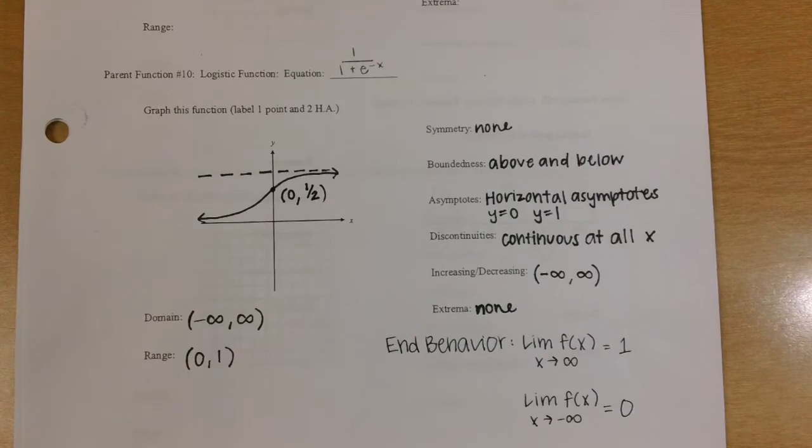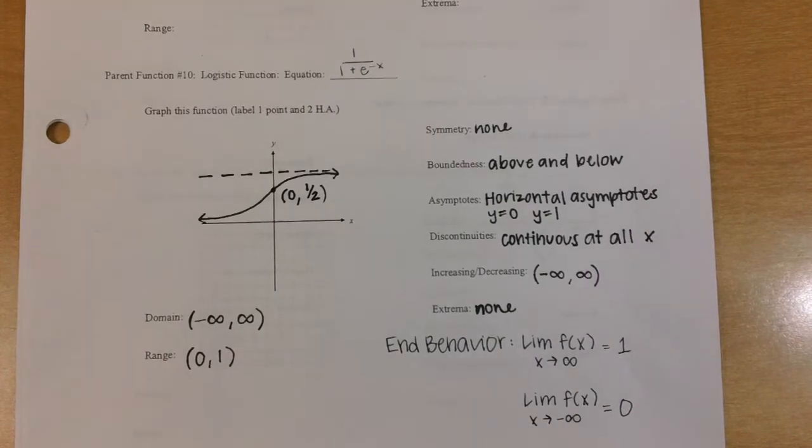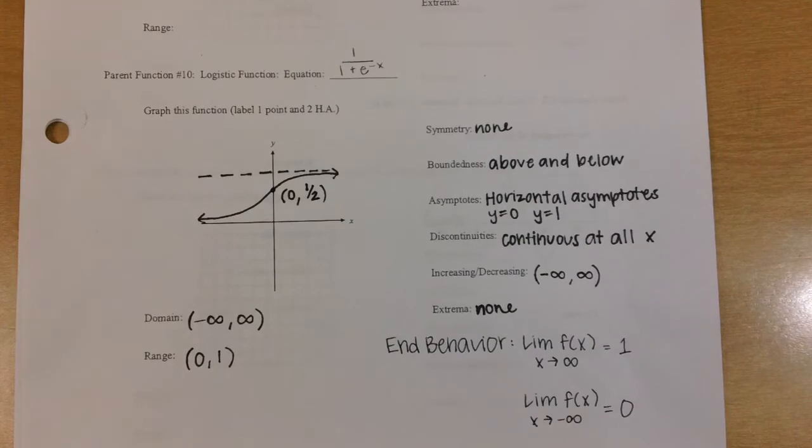There is no symmetry and it is bounded above and below. The equation has horizontal asymptotes at y equals 0 and y equals 1. The graph is continuous at all x and increases from negative infinity to positive infinity. There is no extrema. The end behavior of the logistic function as x approaches infinity equals 1. The end behavior as x approaches negative infinity equals 0. And the y-intercept is (0, 1/2).